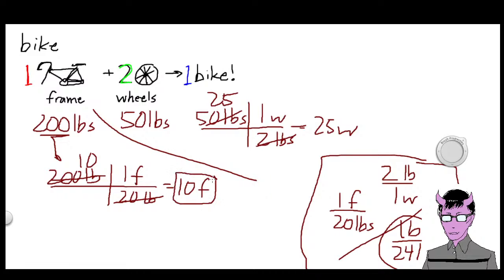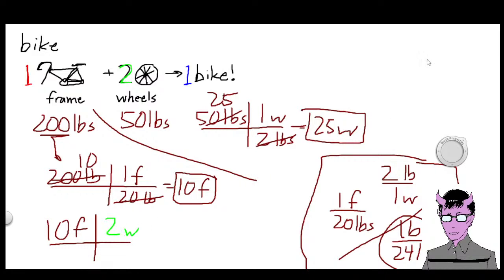So the numbers, we have 10 frames, 25 wheels. You can kind of see this is already limiting, but let's show the work. Starting arbitrarily with our number of frames, since we know we now have 10 frames, how many wheels will we require to use up all 10 frames? It's going to be 2 for every one. Cancel, cancel. That means that we require 20 wheels. Do we have 20 wheels?